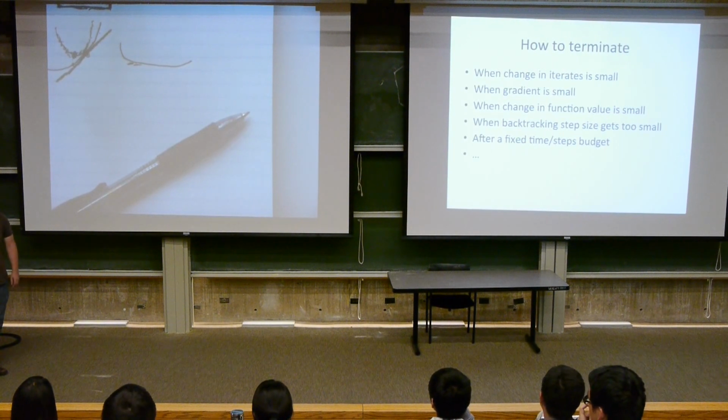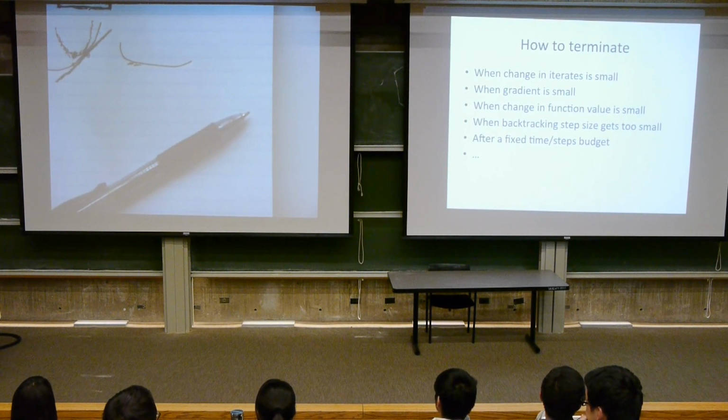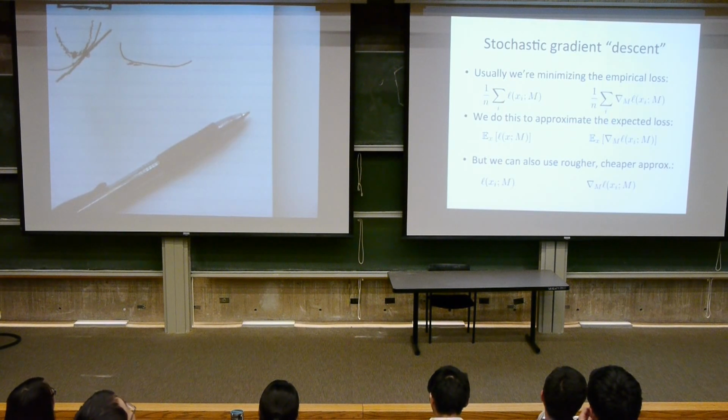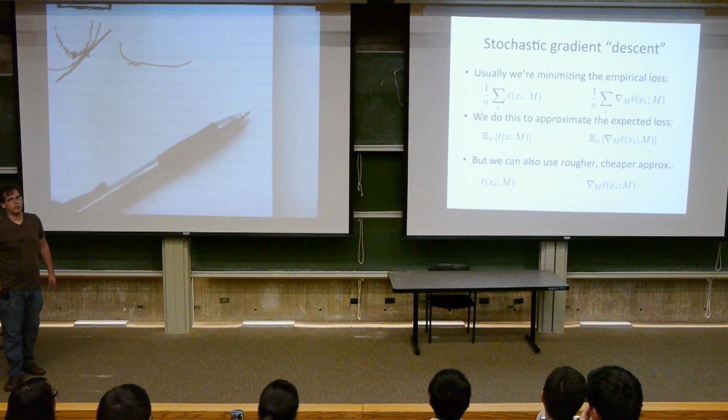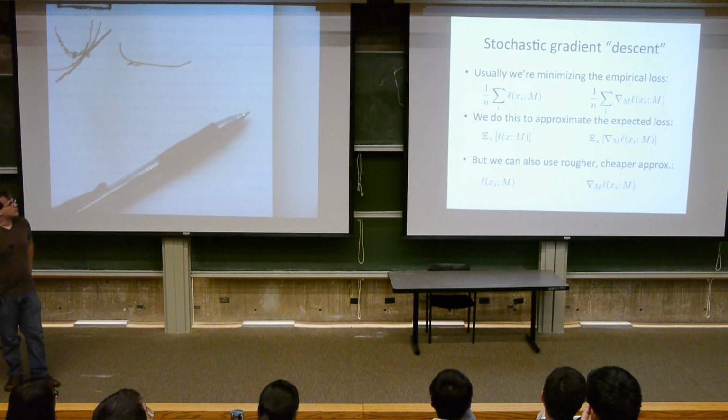Another thing you can do is, when you're backtracking and none of your step sizes are good enough, you just keep going smaller and smaller, then that's another reason to stop. Another way to stop might be to just say, I'm going to go for 1,000 steps, and then that's it. And you might do some combination of these. Okay. So another thing, very similar to gradient descent, is called stochastic gradient descent, or SGD. Descent is in quotes there because it's not actually a descent method.